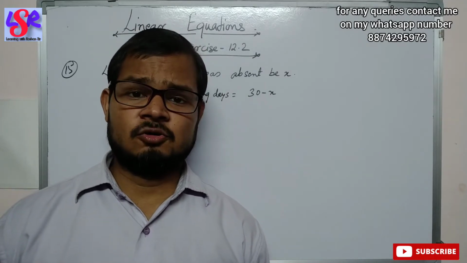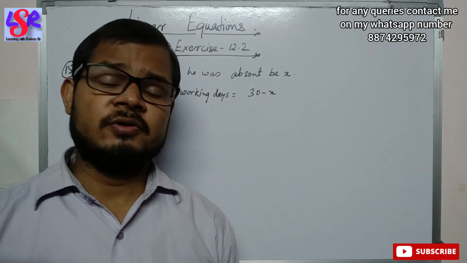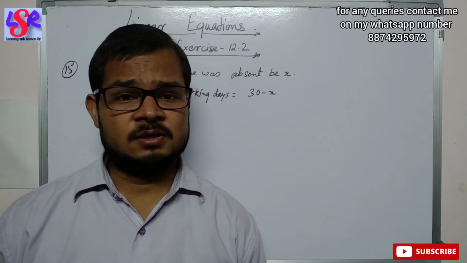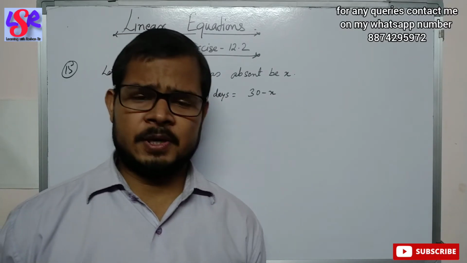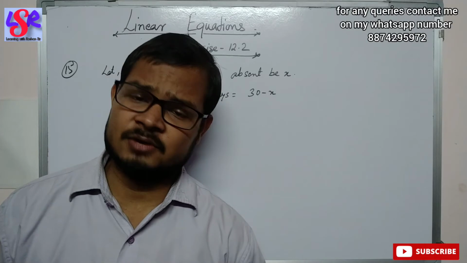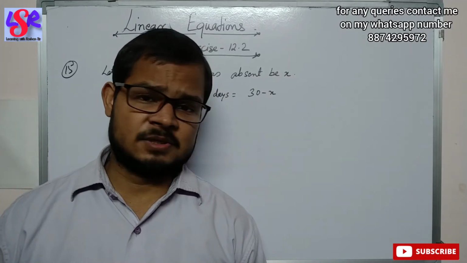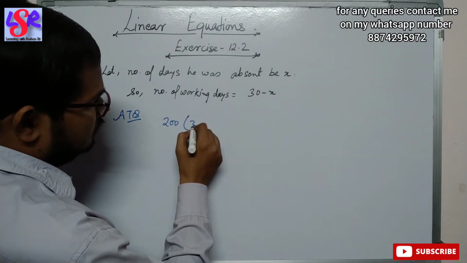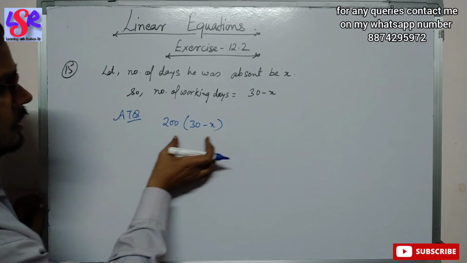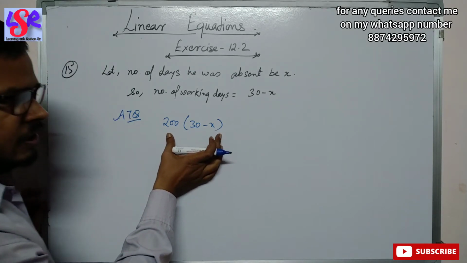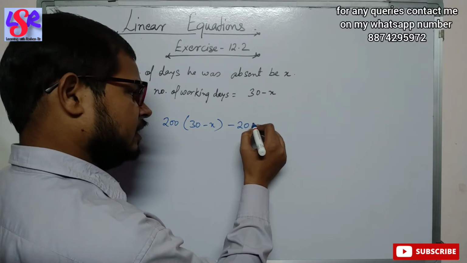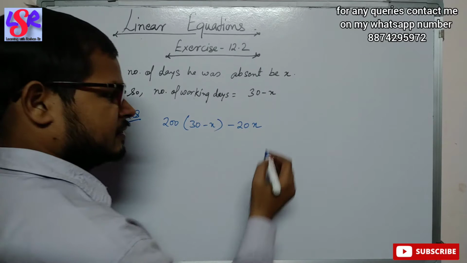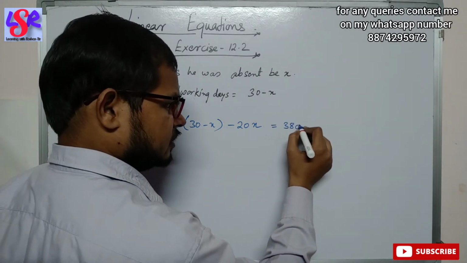Now as he received rupees 3,800 in all, in which he worked for 30 minus x days and was absent for x days. As he was paid 200 rupees for each working day and fined 20 rupees for being absent, according to the question we get 200 into 30 minus x, which is the payment he has got for the working days, minus 20 into x, which is the fine he has paid for being absent, and in all he has got 3800 rupees.